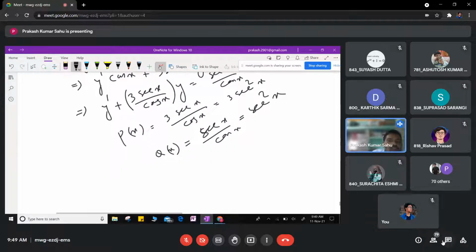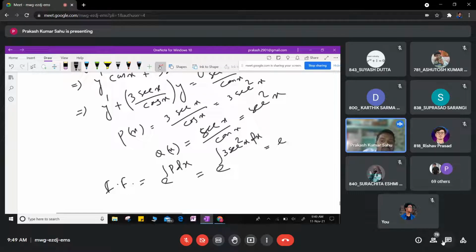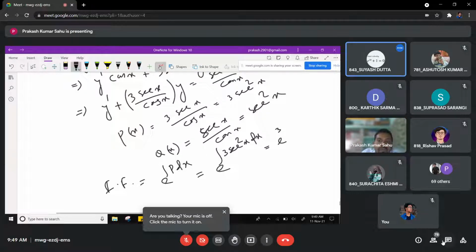So now you find the integrating factor. तो इंटीग्रेटिंग फैक्टर क्या होगा? e to the power integration of P dx, which is equal to integration of 3 sec square x dx. तो क्या होगा? e to the power 3 outside, sec square x का इंटीग्रेशन क्या होगा? tan x.